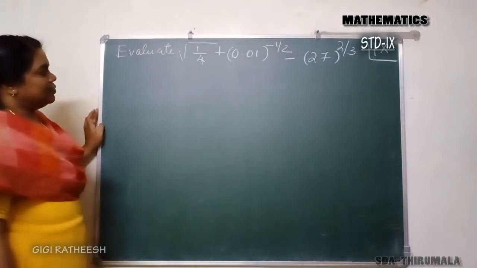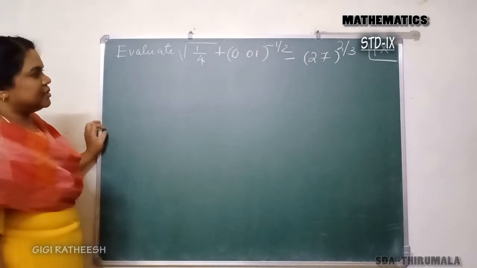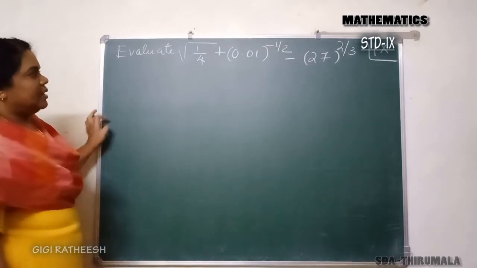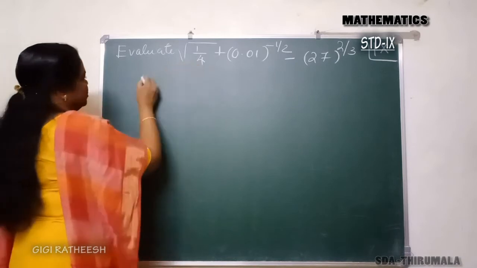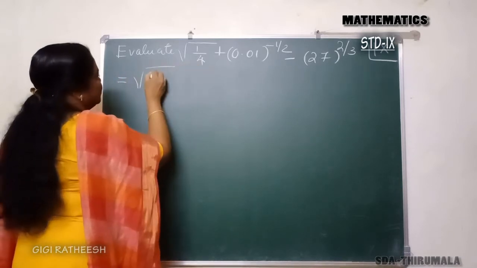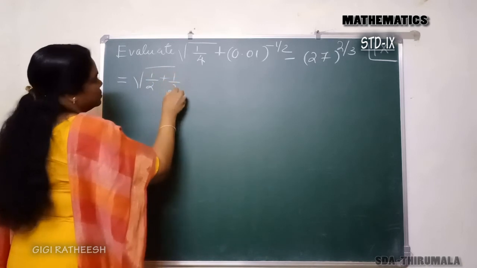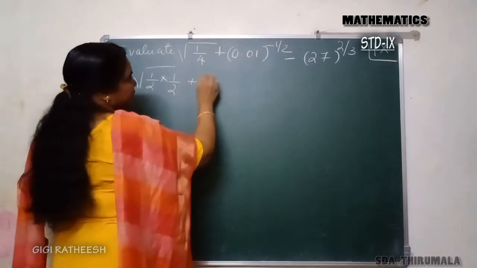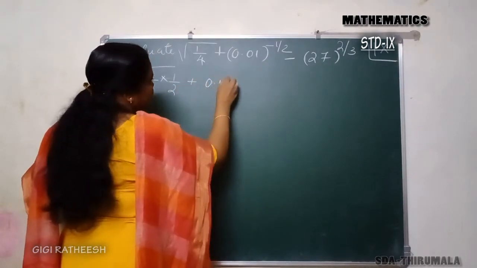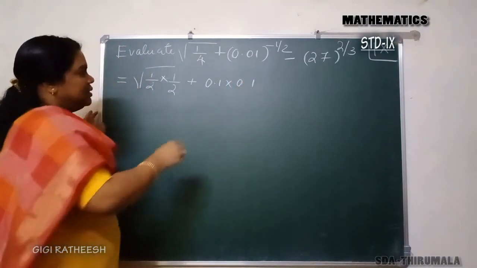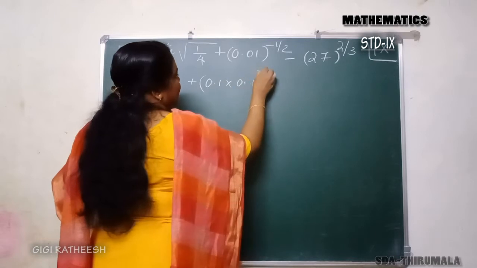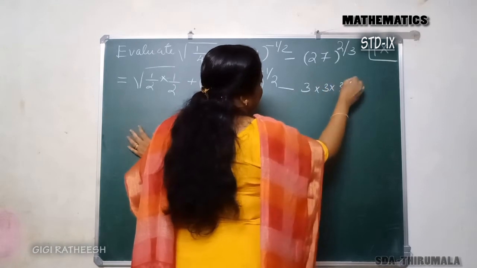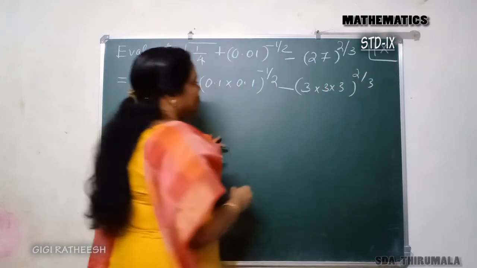Next question, evaluate root of (1 by 4 plus 0.01) the whole raised to minus 1 by 2 minus (27) the whole raised to 2 by 3. And after that we can split this, that is equal to root of 1 by 2 into 1 by 2 plus, here we can split it as 0.1 into 0.1, the whole raised to minus 1 by 2 minus, here it is 3 into 3 into 3 the whole raised to 2 by 3.